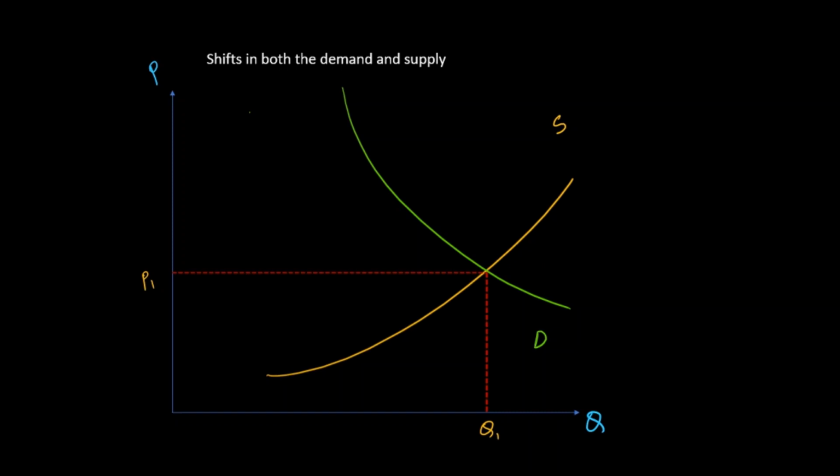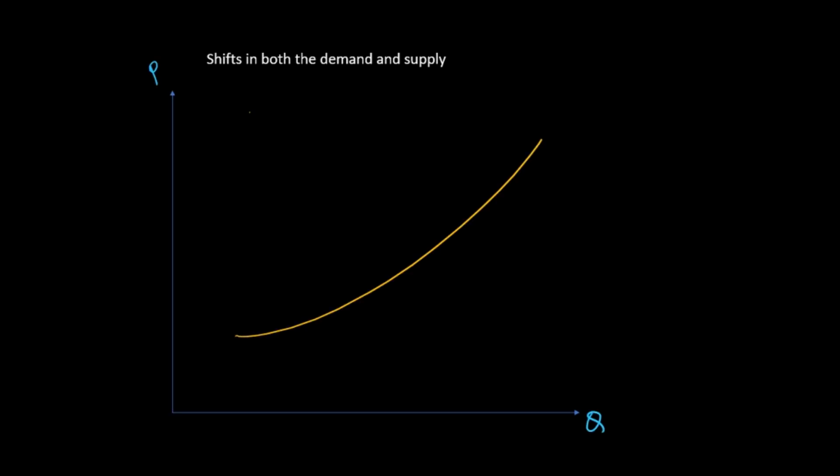So let's try to put this together. In this case, we saw that supply has increased, demand has increased. So what is the impact? Equilibrium quantity has increased, but we do not know much about the equilibrium price. So let me put this as a question mark. And finally, we move on to the last scenario. So this is the supply curve, the demand curve, and the initial equilibrium state.